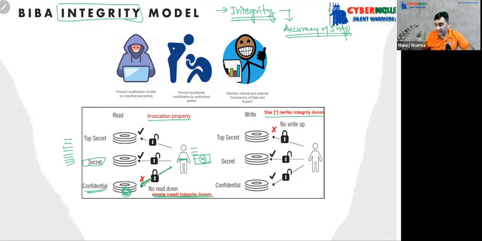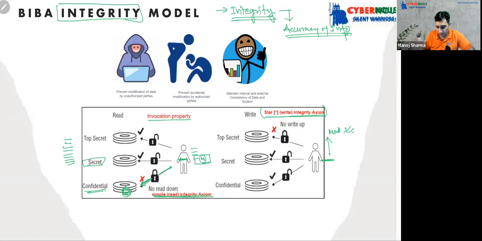The next rule is called the star integrity axiom or property, which is very simple. A person on one level should not be able to modify information on a level higher than this. And you will all agree with me, this is what we don't want to have. So this is an integrity breach otherwise. The integrity is being played up otherwise. So that is your second rule, star integrity axiom.